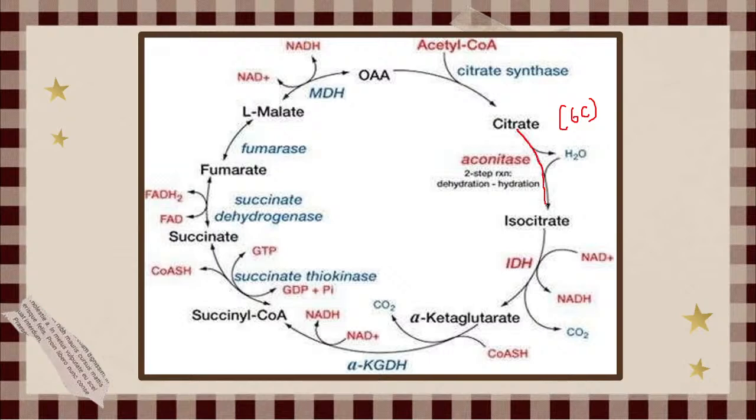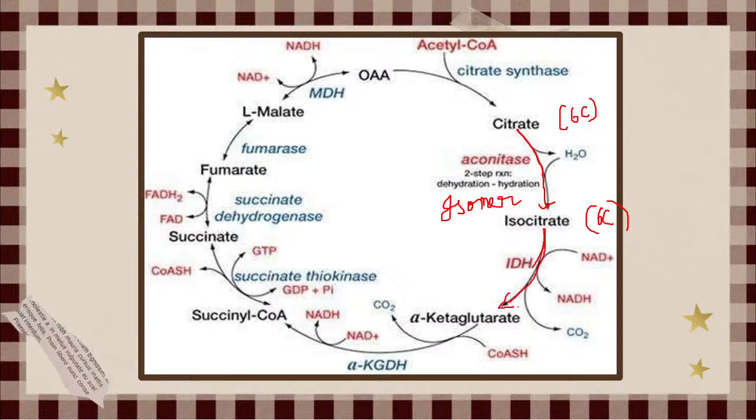The citrate can be converted into its isomer. Friends, don't worry, I will explain every step elaborately, but try to understand this overview. Citrate can be converted into its isomer. We call it isocitrate. Friends, isocitrate is how many carbon? Undoubtedly, isocitrate is also a 6 carbon, right? There is no change in the carbon number. What has happened? Just citrate converted into its isomeric form, which we call isocitrate. That's all.